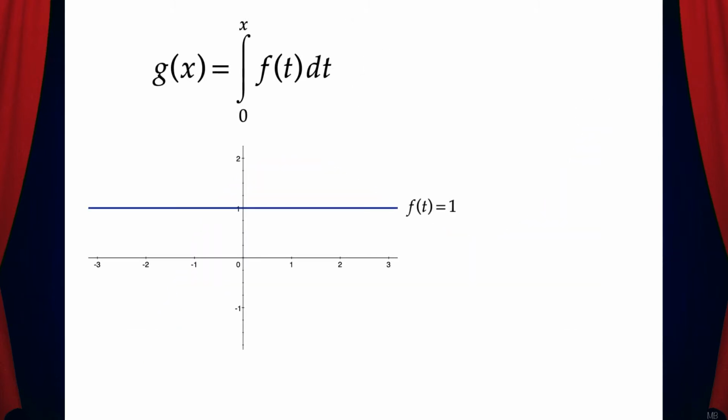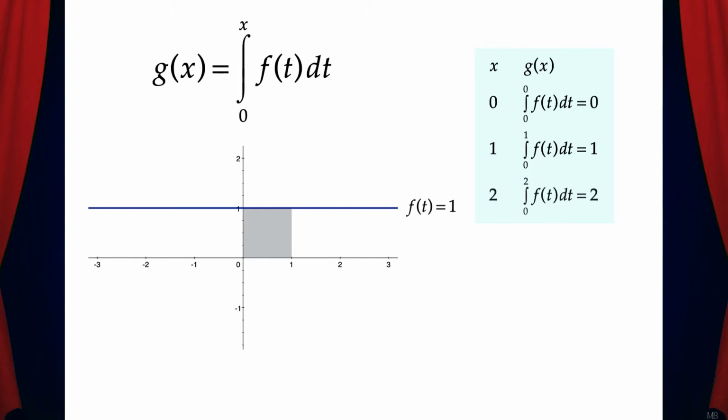Suppose g of x equals the integral from 0 to x of f of t dt, where f of t equals 1. We'll find several coordinate pairs and then graph them to get a picture of g of x. When x equals 0, g of x equals the integral from 0 to 0 of f of t dt, and that equals 0 because no area is shaded under the curve. When x equals 1, g of x equals the integral from 0 to 1 of f of t dt, and that equals 1 because 1 unit of area is shaded under the curve.